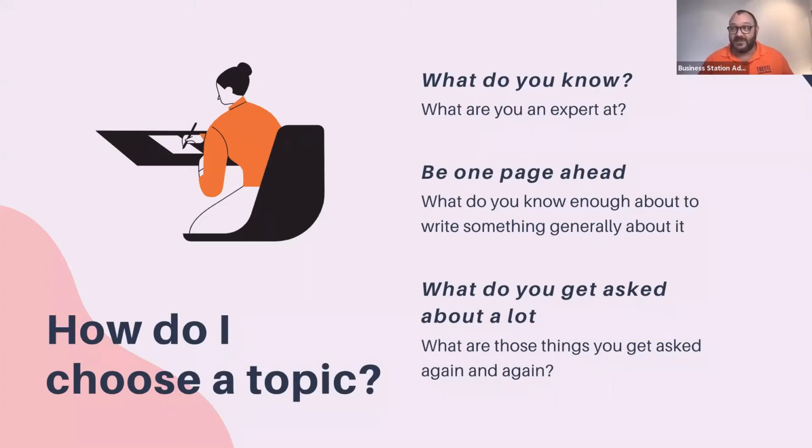All you have to do is be like a primary school teacher, which is be 1 page ahead of your students. You don't have to be the expert to everybody about your topic. You don't have to be an expert to everybody at every level of health and well-being if you're just writing to a very specific audience.